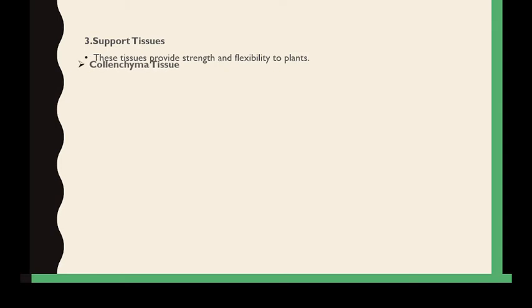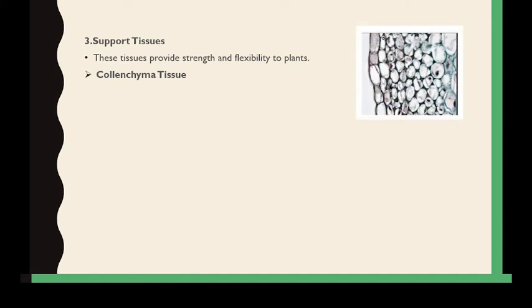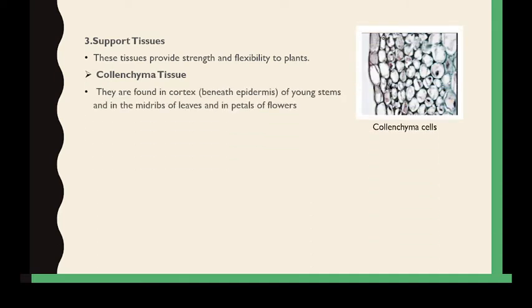What are support tissues? As their name indicates, they provide strength and flexibility to the plant. Just like collenchyma cells, they are found in the cortex of young stems, and they can also be present in the midribs of leaves and in the petals of flowers.